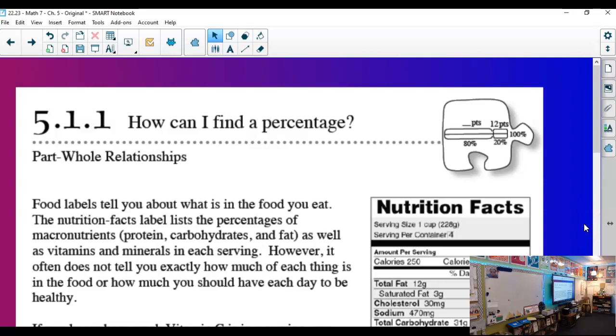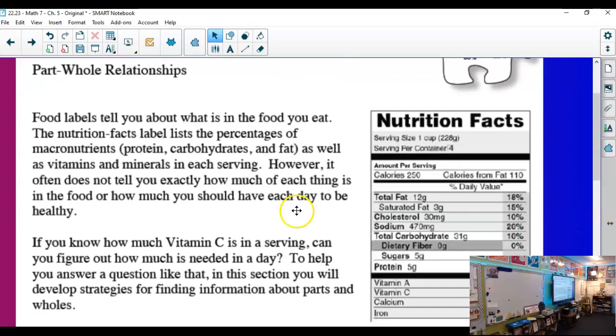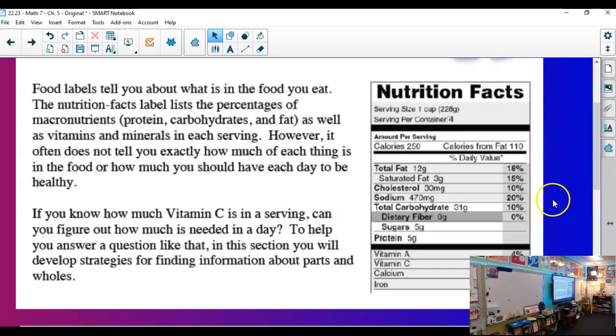Does anybody want to read? Gabe, you want to read that first paragraph about food labels there? Sure. And actually, go ahead and read both of them if you can. Alright. Food labels tell you about what is in the food you eat. The nutrition facts label lists the percentages of macronutrients, protein, carbohydrates, and fat, as well as vitamins and minerals in each serving. However, it often does not tell you exactly how much of each thing is in the food, or how much you should have each day to be healthy.